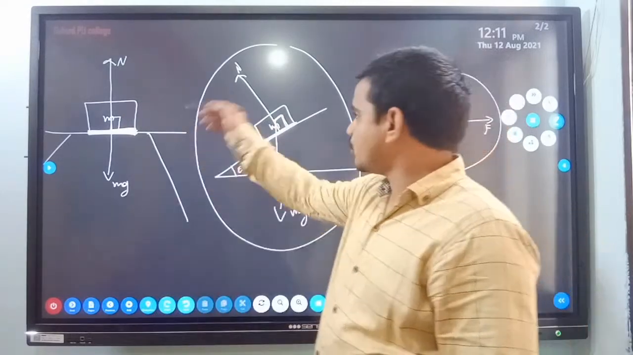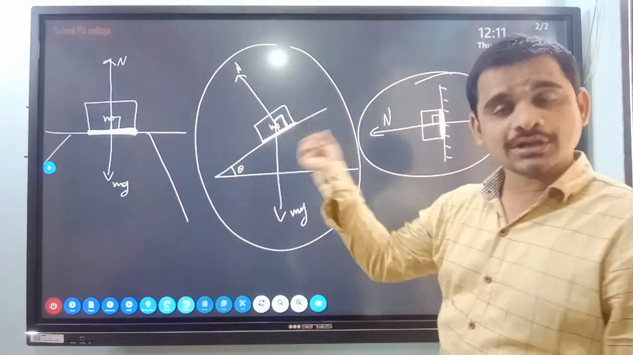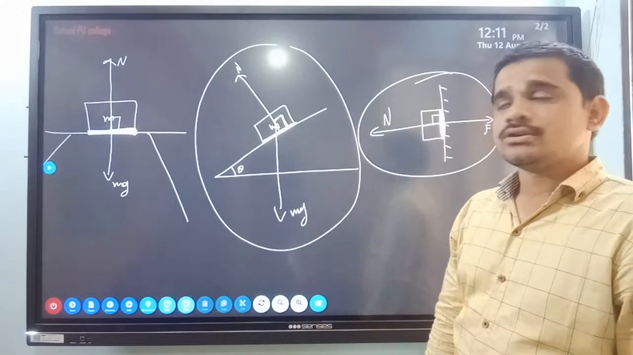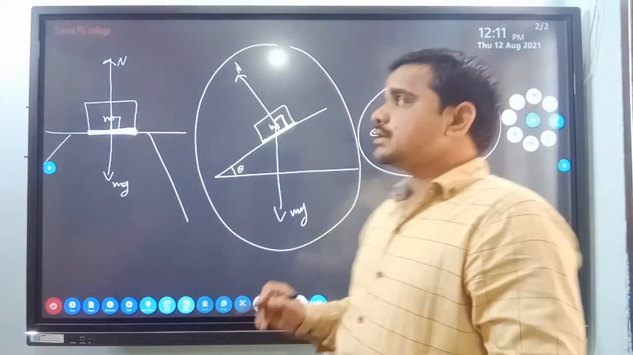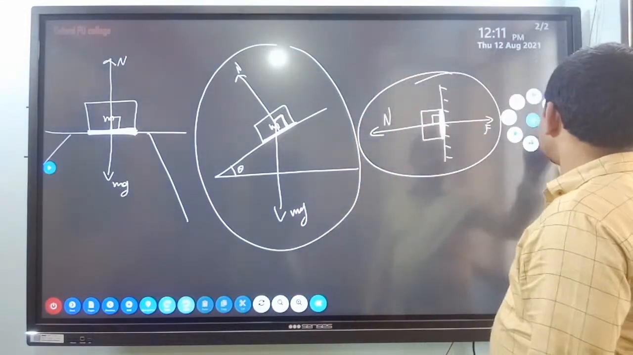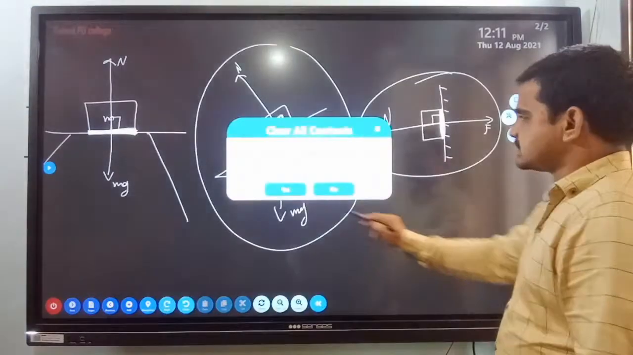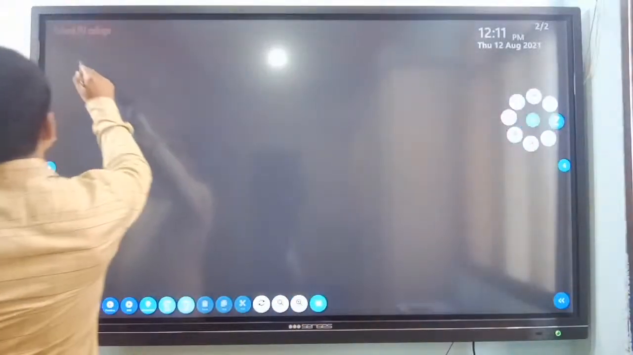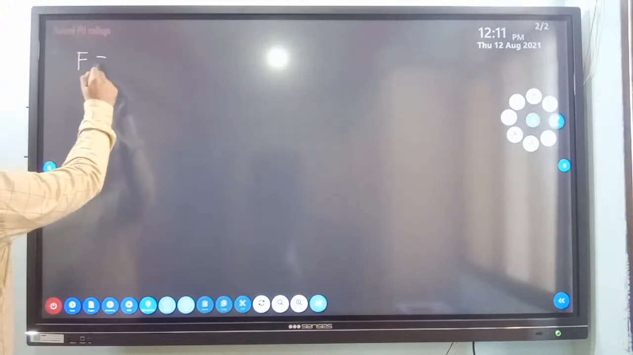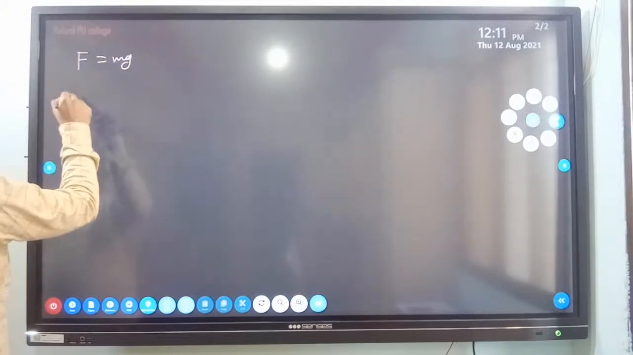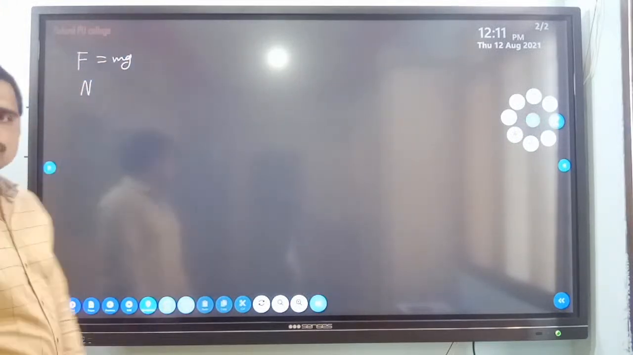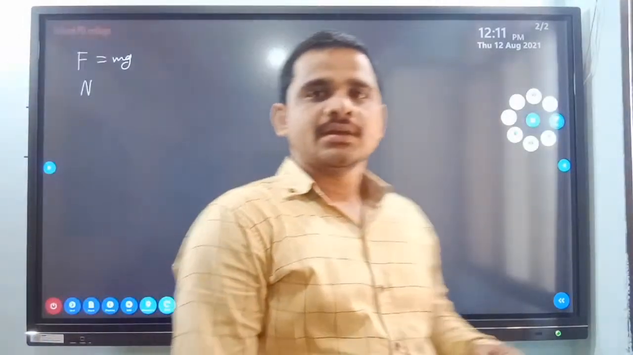Now, upward or in this direction or horizontally, some angle they make. So this is the second force. Till now, we have discussed two forces: one is gravitational force mg, and another one is normal reaction force.